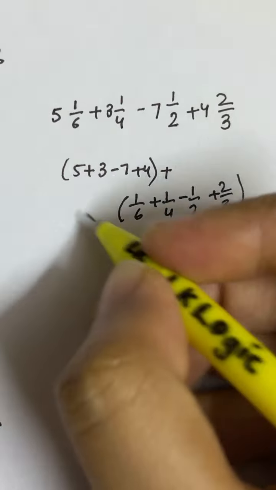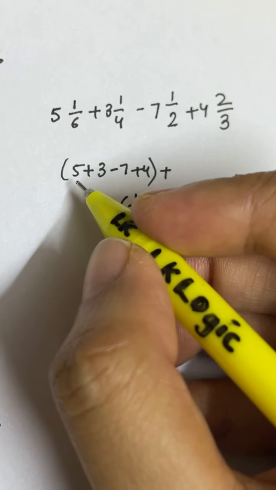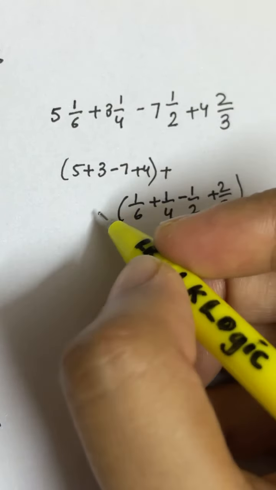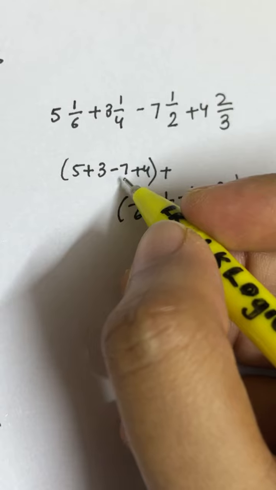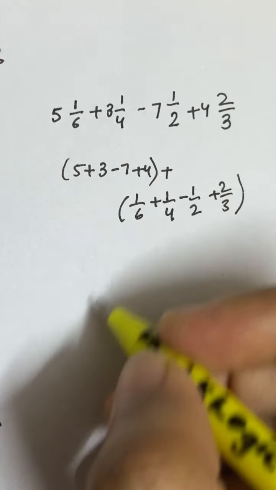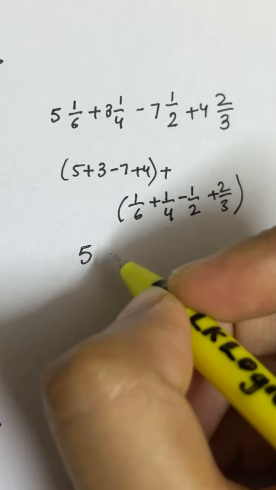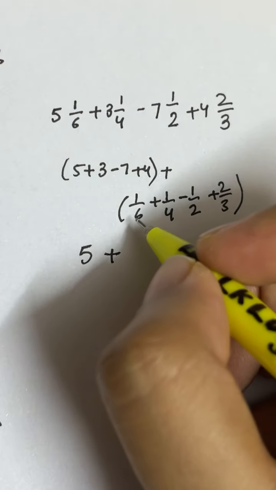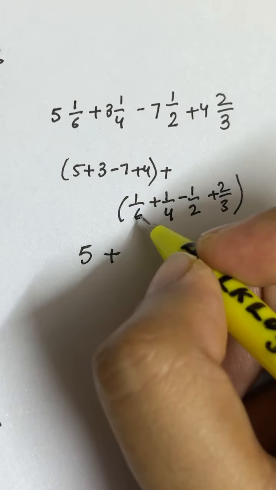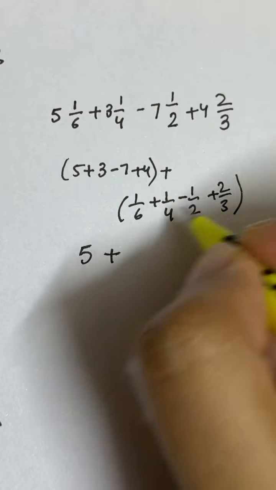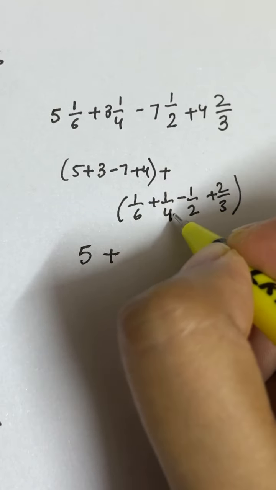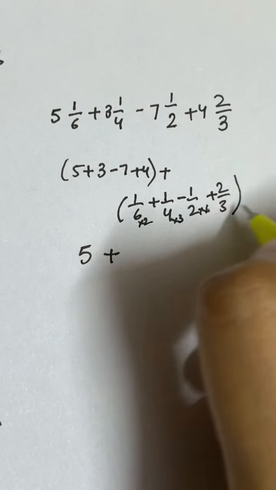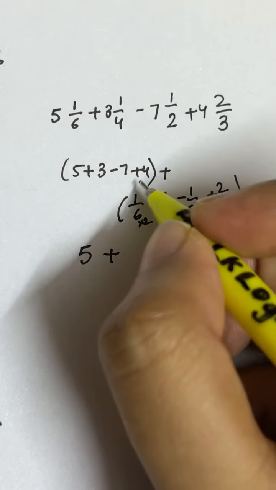Okay, now we are going to add them all together. 5 plus 3 minus 7 plus 4. So 8 minus 7 plus 4. So we'll just have 5 plus, now take the LCM of all of them. So how do you take the LCM? Just take the least common denominator. So that's 12. So 6 times 2, 4 times 3, 2 times 6, and 3 times 4. The same thing you have to multiply with the numerators.